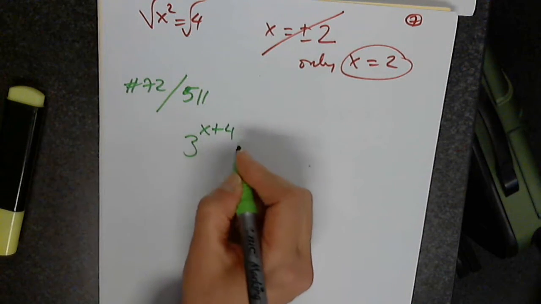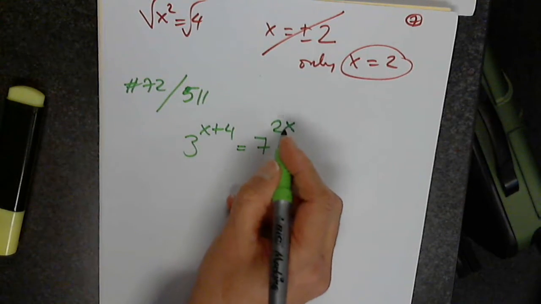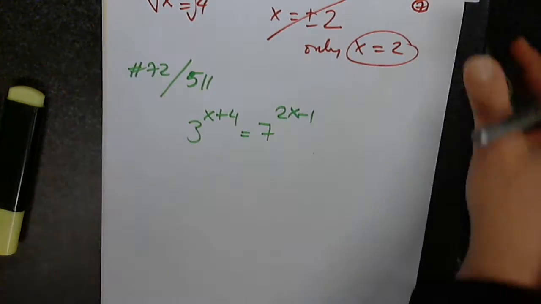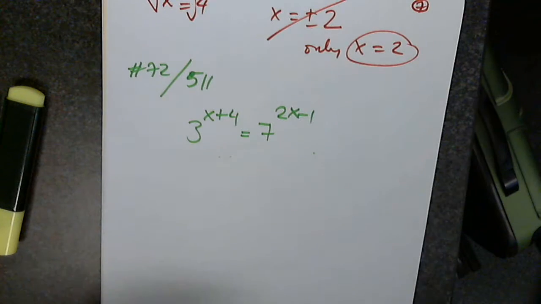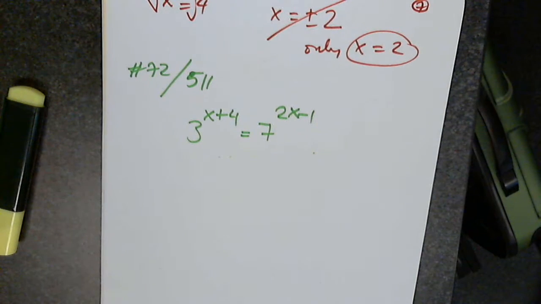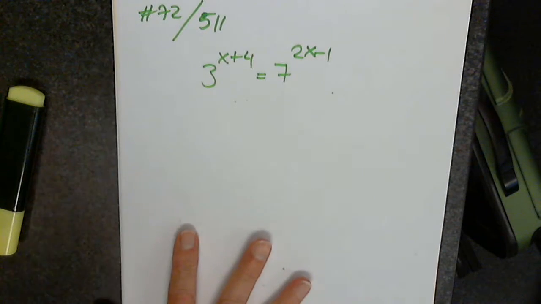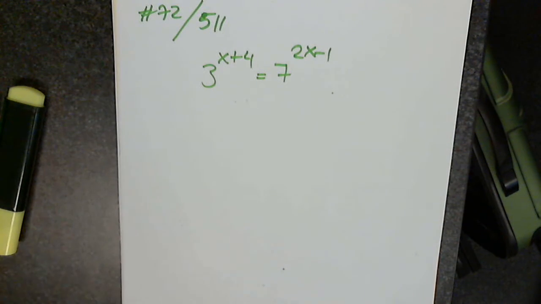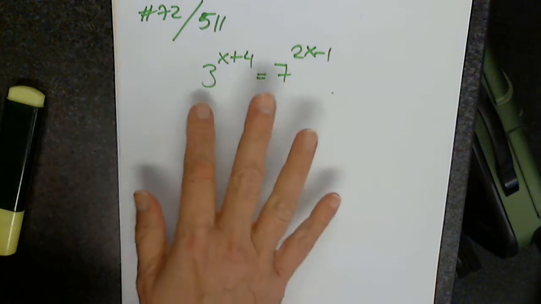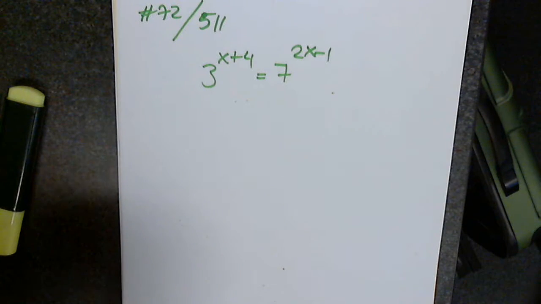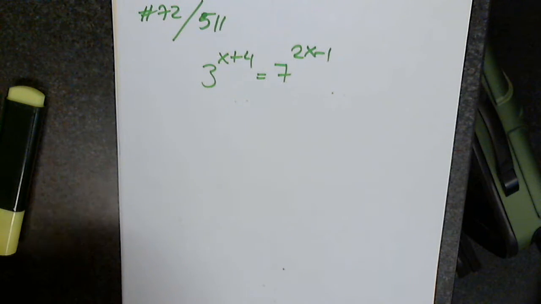3 raised to x plus 4 equals 7 raised to 2x minus 1. We looked at something similar last time. What do I do? Can I present 3 and 7 with the same base? No. So then what should I do?